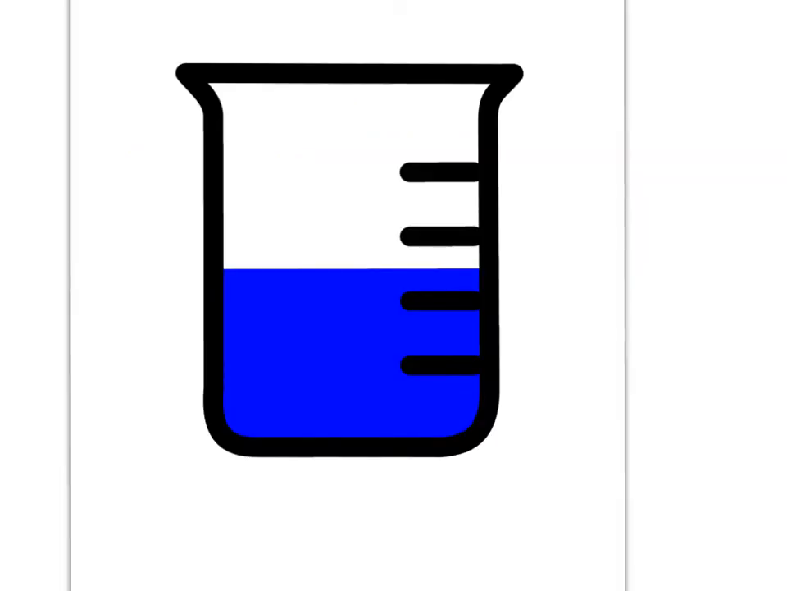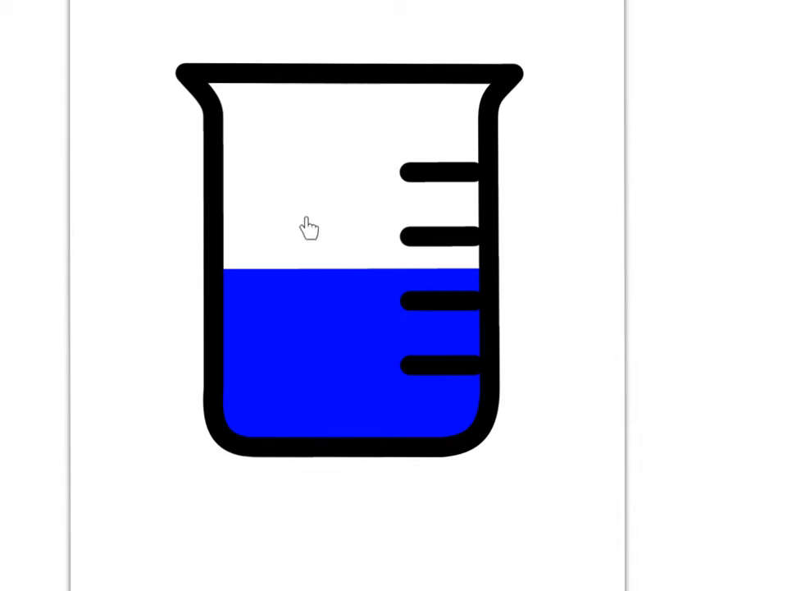Let's look at this first picture. I can see that this is a whole beaker and that there's a blue liquid in the beaker and it looks like it's about halfway full. Therefore, I can see that the beaker is 1/2 full. But what about the part of the beaker that isn't full? Could that be a fraction too?